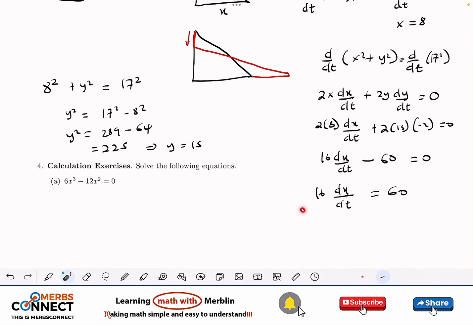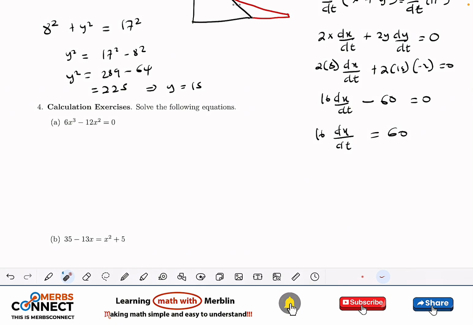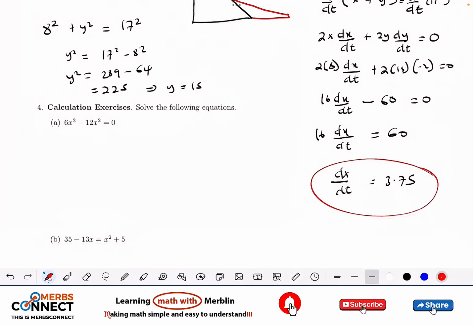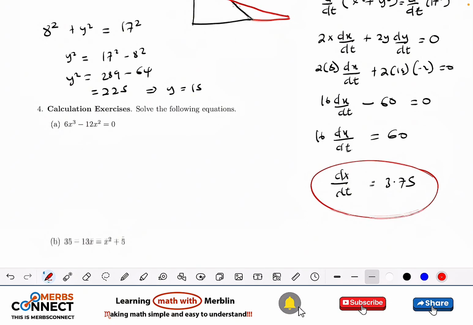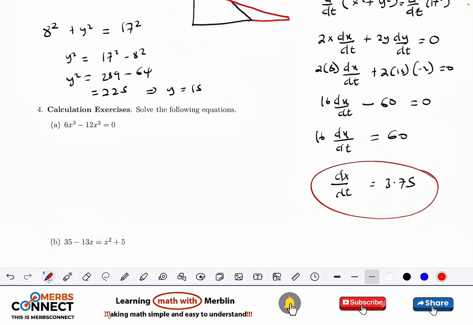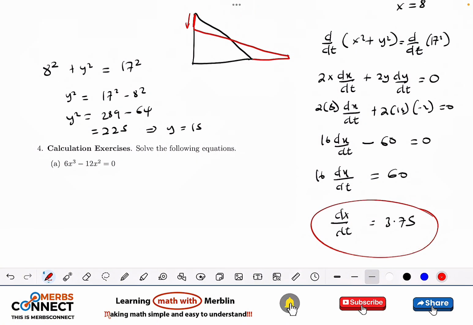Then I will divide by 16. Don't ask me what is 60 divided by 16. I won't tell you. I'll use my calculator to see. So 60 divided by 16. Oh, I was smart. I said 3.75 in my head, which is right. All right, so this will be dx over dt, the change in x, right? The ladder moving away from the wall. So this is what you are going to get at the end of the solution.